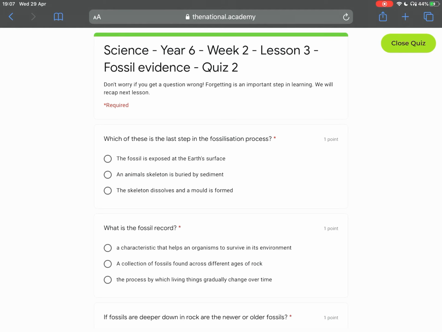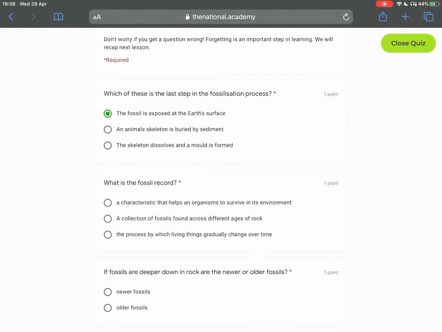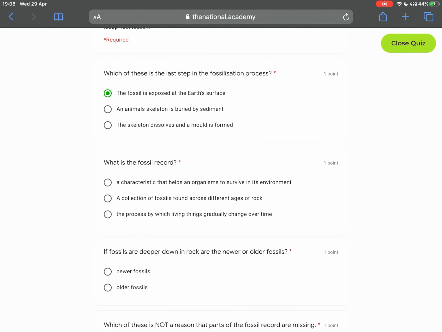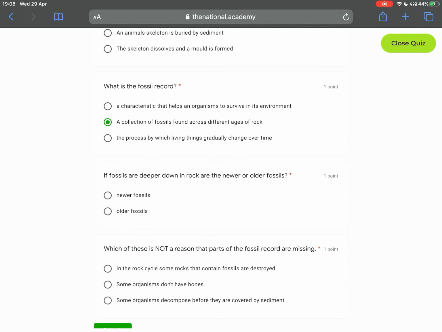Which of these is the last step in the fossilization process? Here it would be this: the fossil is exposed at the Earth's surface. What is the fossil record? The fossil record is a collection of fossils found across different ages of rock. If fossils are deeper down in rock, are they newer or older fossils? It should be older.